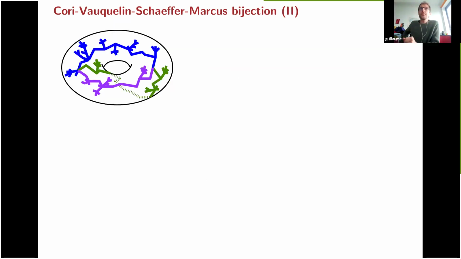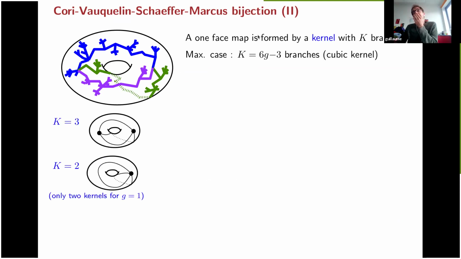Why is it interesting? Let's think about the torus. In genus 1, the one-face map of the torus, a single polygon gluing on the torus, is always like this. It is formed by a kernel. In fact, in genus 1, you have only two possible kernels. Maybe you have this graph or you have this graph. And then along the branches of your kernels, you substitute trees. And this is always the case for any genus.